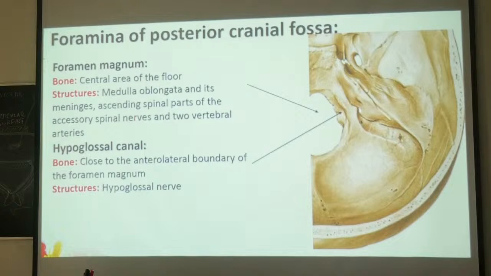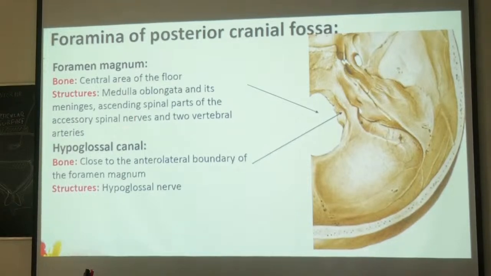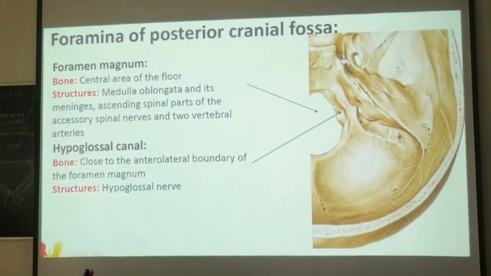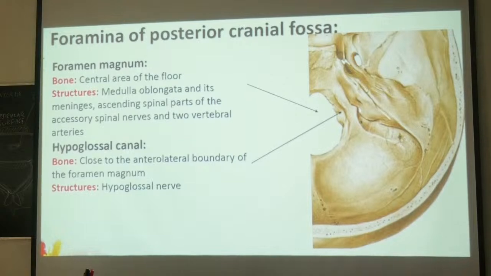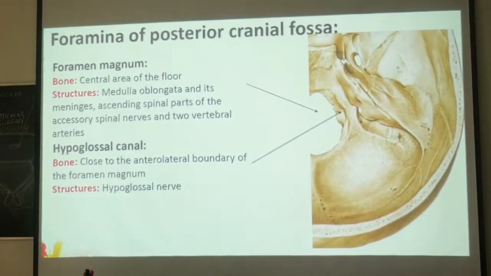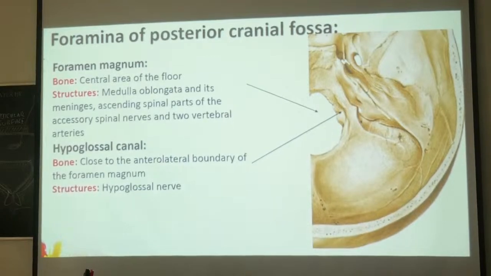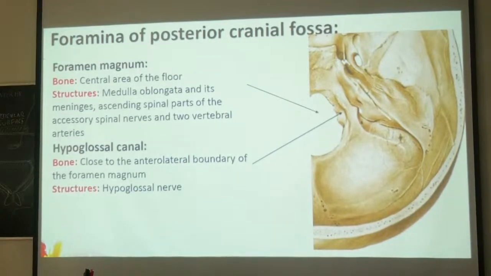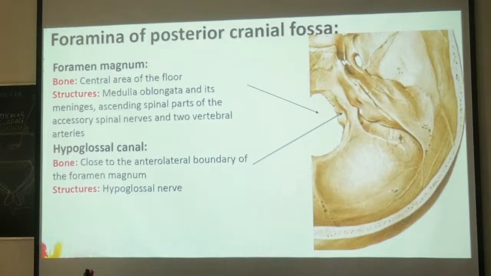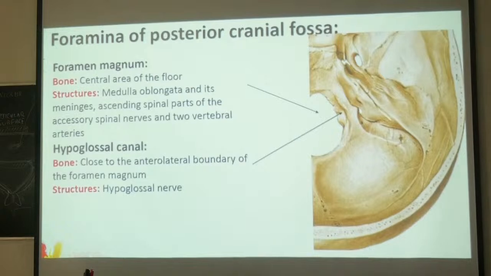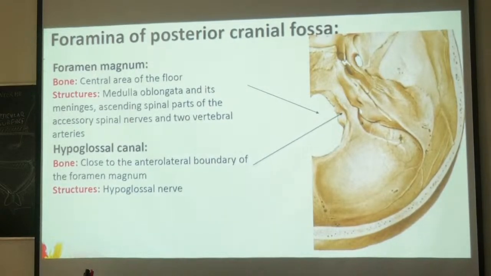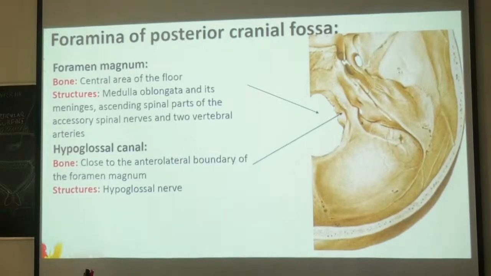Then the ascending spinal parts of the accessory nerves. Spinal accessory is the 11th cranial nerve. It is formed by its cranial part and spinal part. The spinal part enters into the cranium and joins with the cranial part to form the 11th cranial nerve, which comes out through the jugular foramen. The 9th, 10th and 11th cranial nerves come out through this jugular foramen. So the ascending spinal parts of the accessory nerves and two vertebral arteries. Vertebral arteries are also entering.